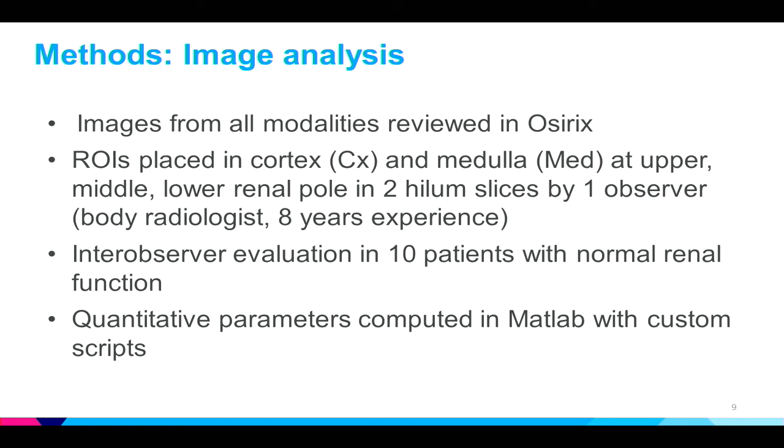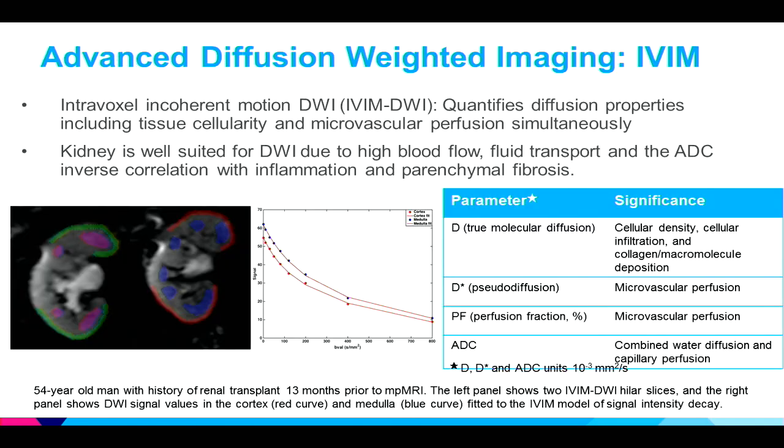Images from all the modalities were reviewed in OsiriX, and motion correction through co-registration in special co-registration software was performed as needed. The ROIs, regions of interest, were placed in the cortex and the medulla at the upper, middle, and lower renal pole in 2 middle slices by an expert body radiologist. We also did inter-observer evaluation in 10 patients with normal renal function. With this ROI analysis, we tried to model what happens during biopsy, because usually the biopsy samples are taken at one of the renal poles. Quantitative parameters were extracted from ROI signal with custom scripts written in MATLAB.